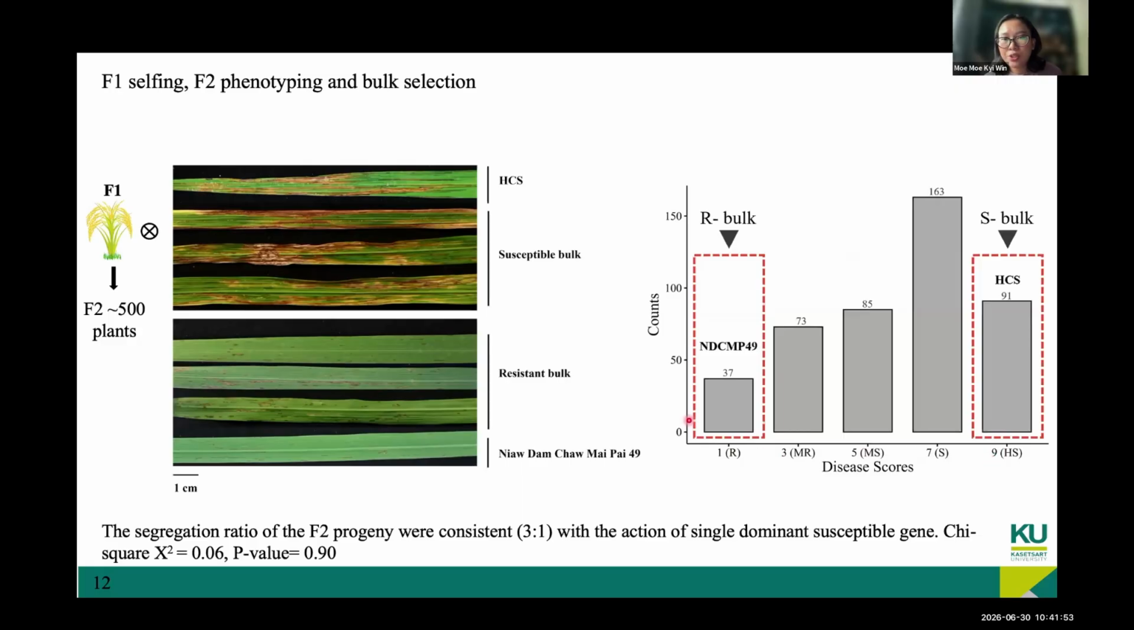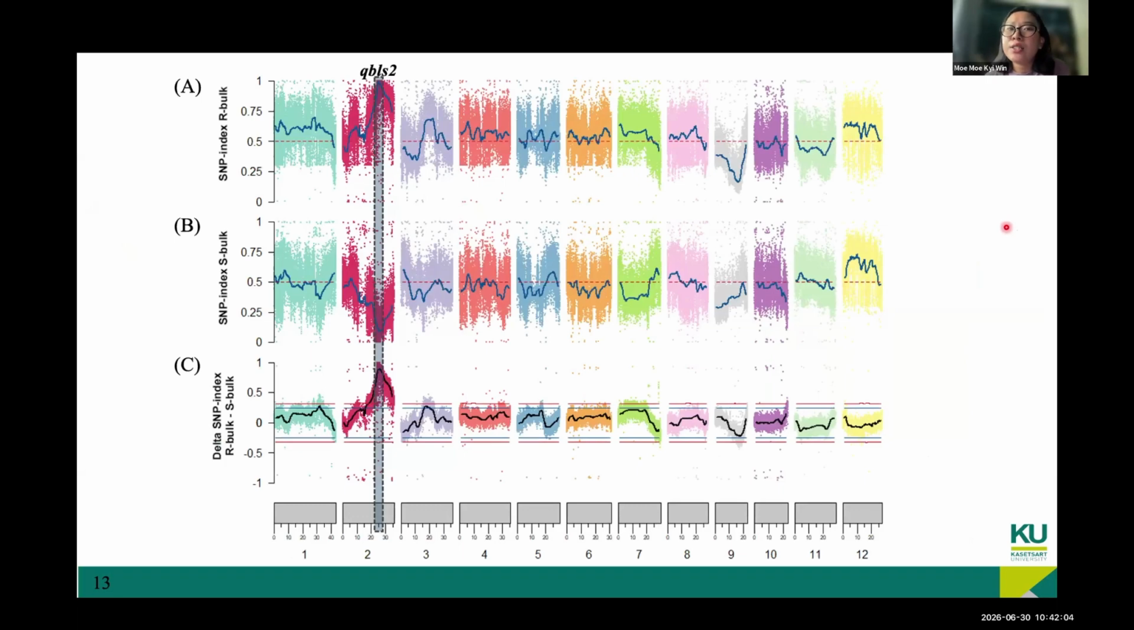So we selected 30 plants with score 1 as the resistant bulk, and 30 plants with score 9 as the susceptible bulk, and these were sequenced and processed with the QTL-seq pipeline. And then we got a QTL with a sharp peak on chromosome 2.